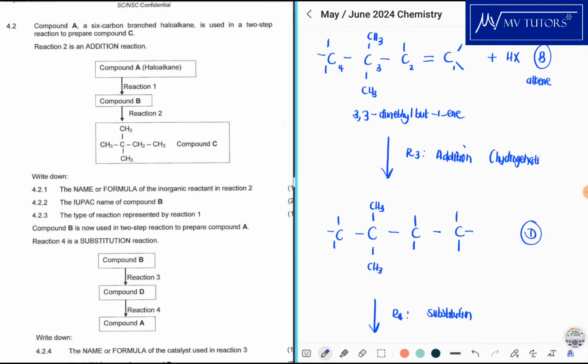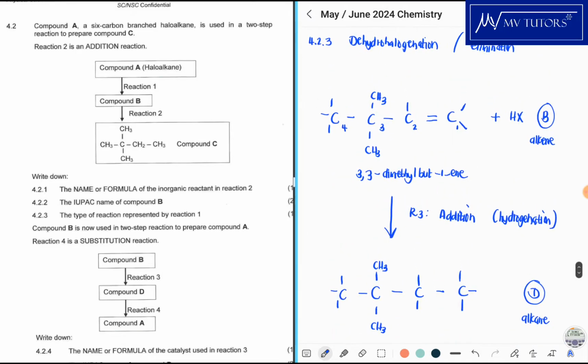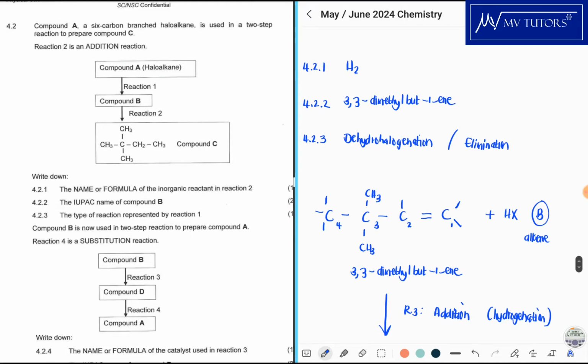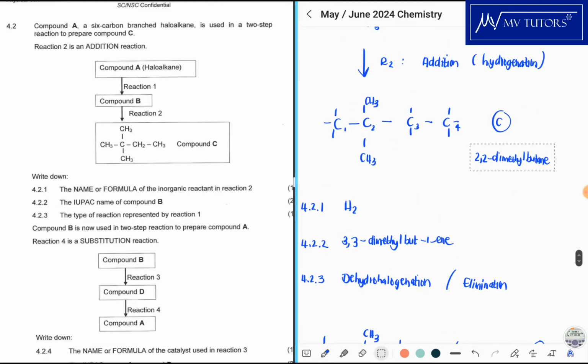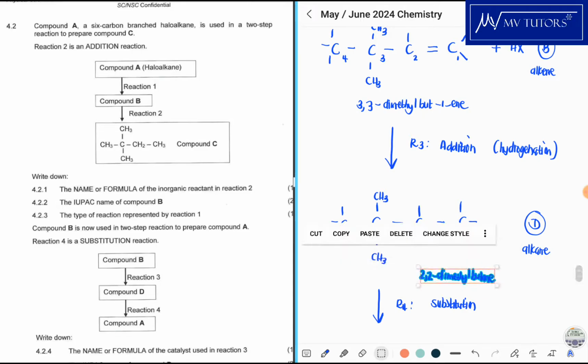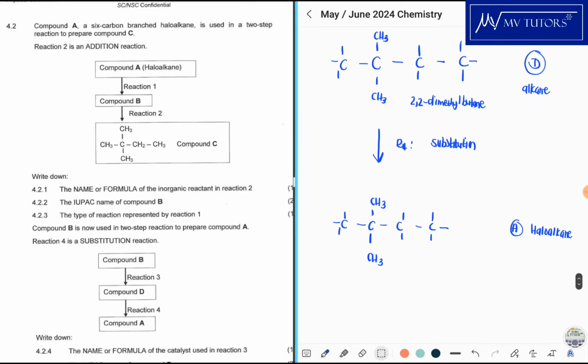Because at the end, we have a haloalkane. So now we just have a normal alkane. So D is an alkane. Okay, so we have, yeah. What alkane is it? Well, didn't we have an alkane somewhere? Yeah, it's 2,2-dimethylbutane. Actually, it's the same as C of the previous one. Okay, so yes, 2,2-dimethylbutane. And then it undergoes substitution.